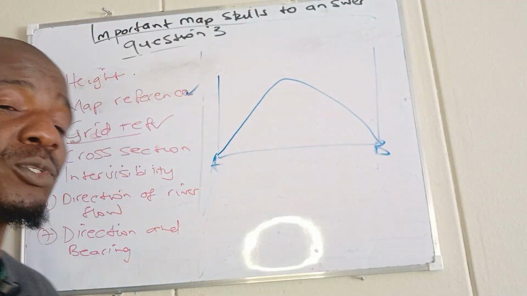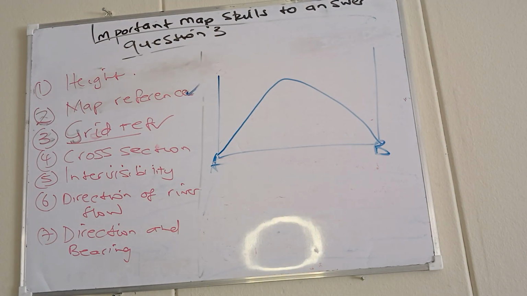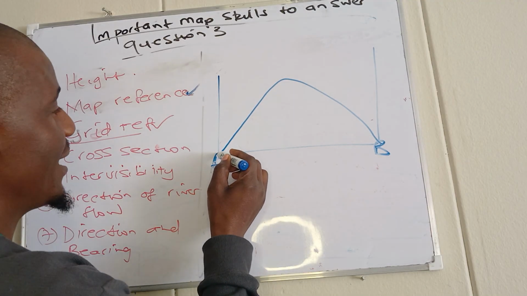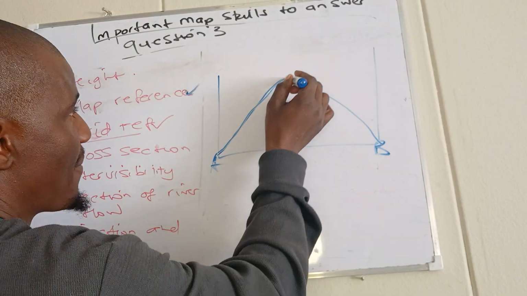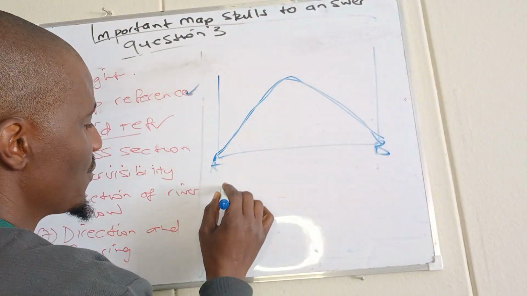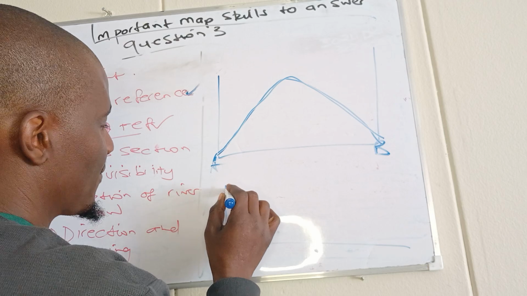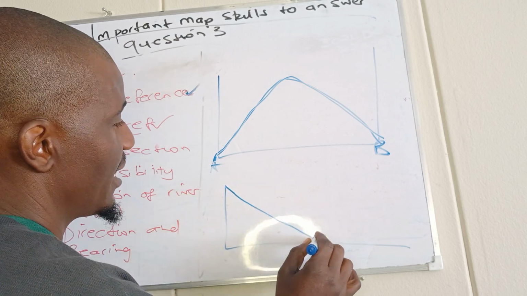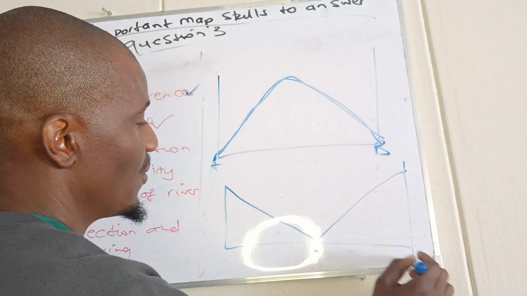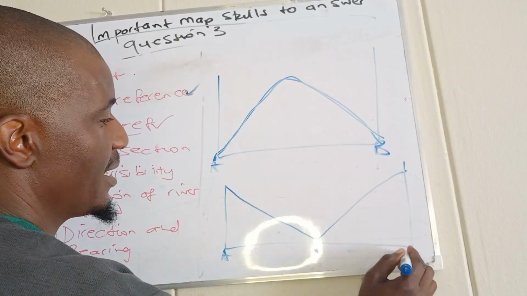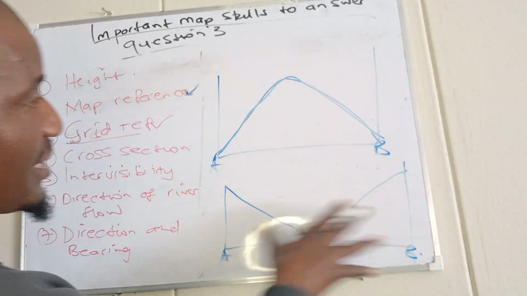So you should be able to do your cross-section. How do you go about it? Obviously, you make use of contours. Where it starts, maybe it's a lower land. As it goes up, then it goes down again. You can also have another one where maybe it starts from a higher position, then it goes up again. Okay, so it means you have got A and B. All these are cross sections.